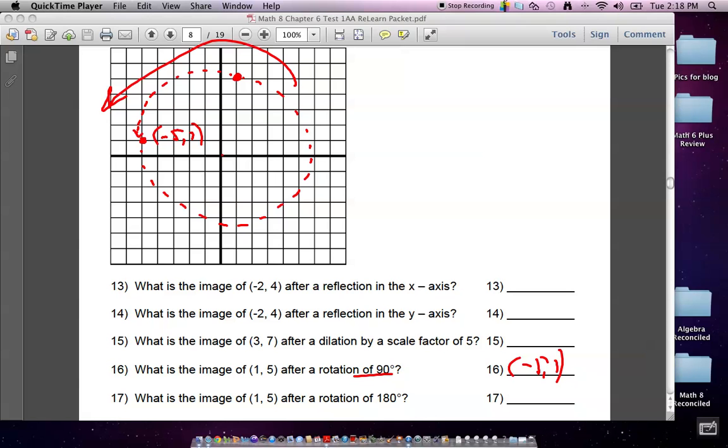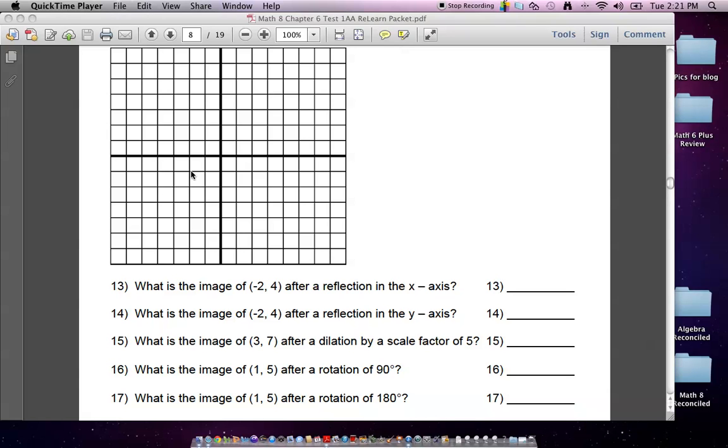Number 17 says a rotation of 180 degrees. So that means I have to go another 90 degrees. Or you could just take your paper, put your finger on the origin, turn it upside down, because that's half of a circle, which 180 is half of 360. That would be the coordinate negative 1, negative 5. So there are my two values, okay? It's much easier to do that without the board.